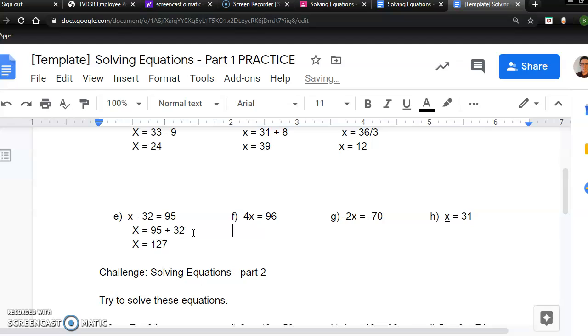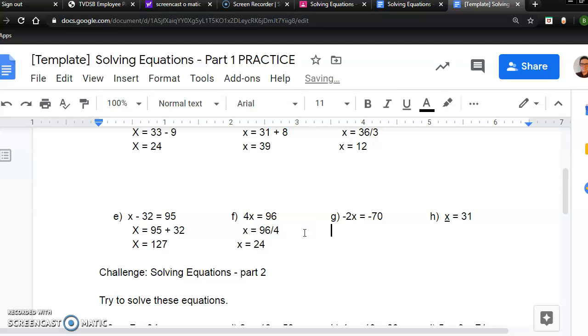4x equals 96. What are we doing to x? Timesing it by 4. How do we get it by itself? Divide by 4. So x equals 96 divided by 4. x equals 24. Let's see if we're right. 24 times 4 equals 96. Yes, we're right. And the same thing for the last two examples here, right?